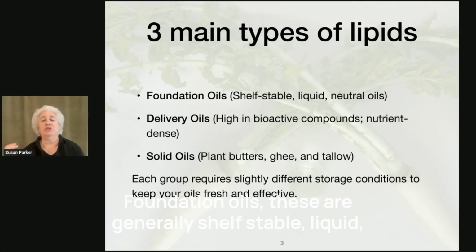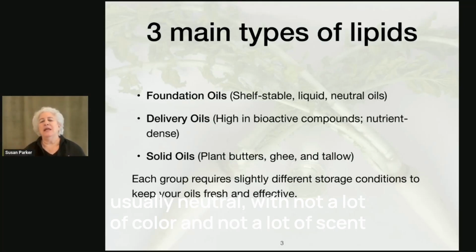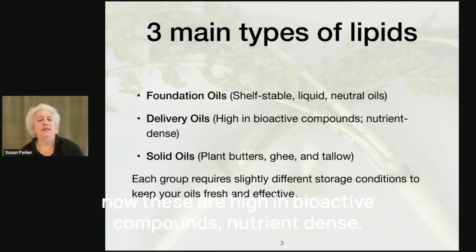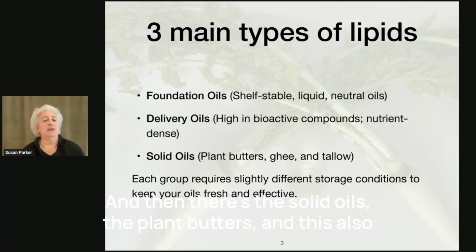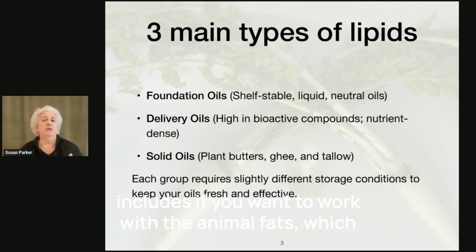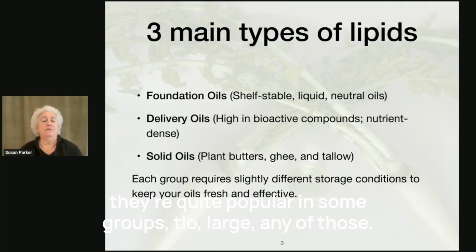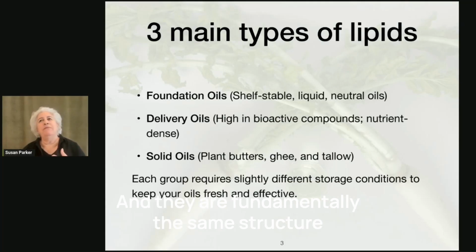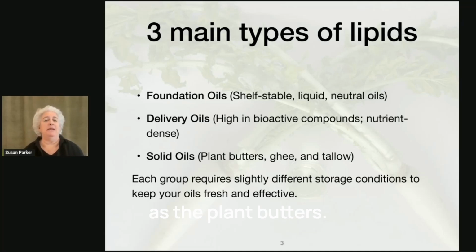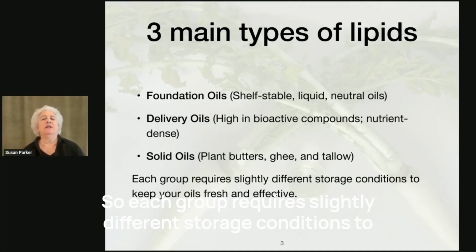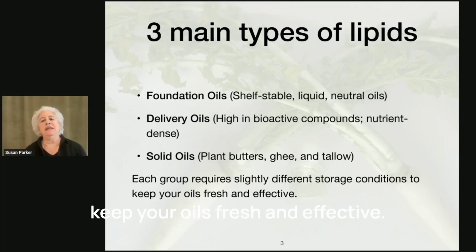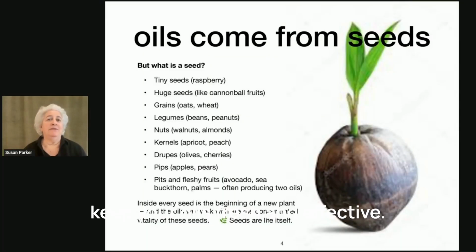Foundation oils. These are generally shelf stable, liquid, usually neutral with not a lot of color and not a lot of scent. Now, these are high in bioactive compounds, nutrient dense. And then there's the solid oils, the plant butters. And this also includes, if you want to work with the animal fats, which are quite popular in some groups, ghee, tallow, lard, any of those. And they are fundamentally the same structure as the plant butters. So each group requires slightly different storage conditions to keep your oils fresh and effective.